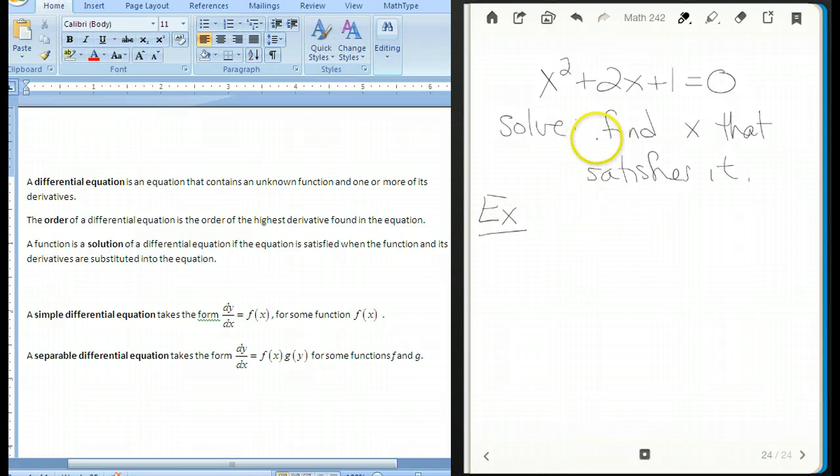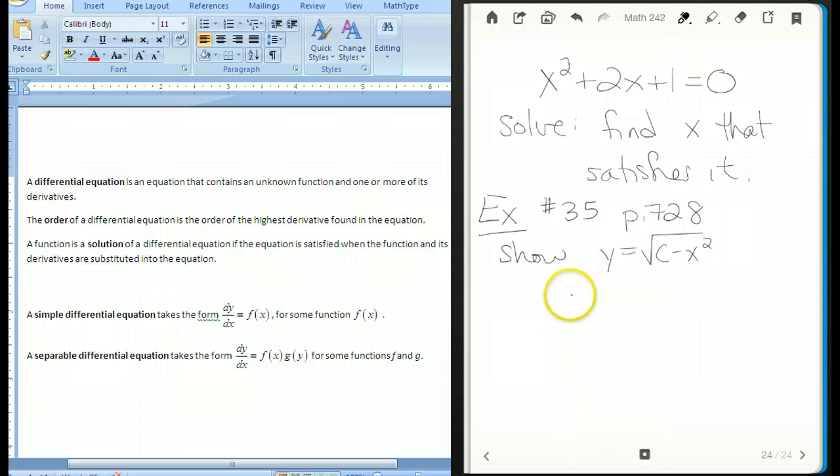So let's make sure that we can be able to tell that we in fact do have a solution. So I'm going to be working on a problem from our textbook. This is number 35 from section 13.3, on page 728. It asks us to show that y equals the square root of c minus x squared is a solution to this differential equation, dy/dx equals negative x over y.